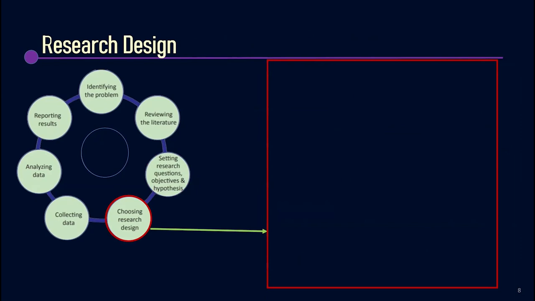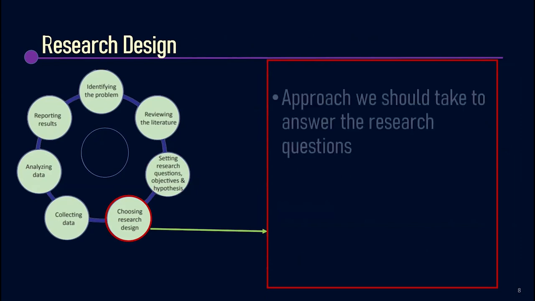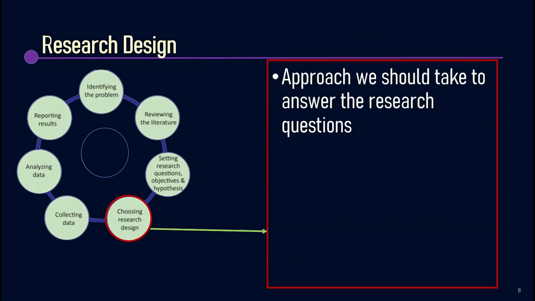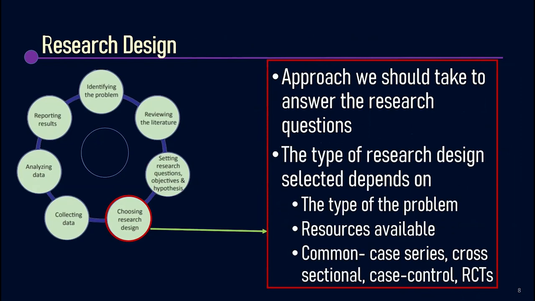Now, choosing the research design is another important stage of the life cycle of a research project. It is the approach we should take to answer the research question, and the type of research design selected depends on the type of the problem and the resources available. In clinical situations, the common types of research designs are case series, cross-sectional, case control, and randomized control trial. Due to the long time-consuming nature of the cohort study in clinical research, they are infrequently performed.